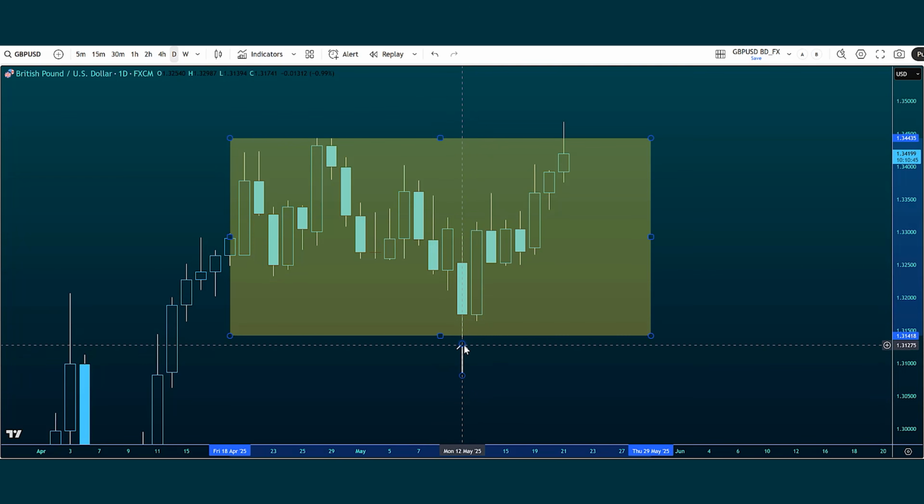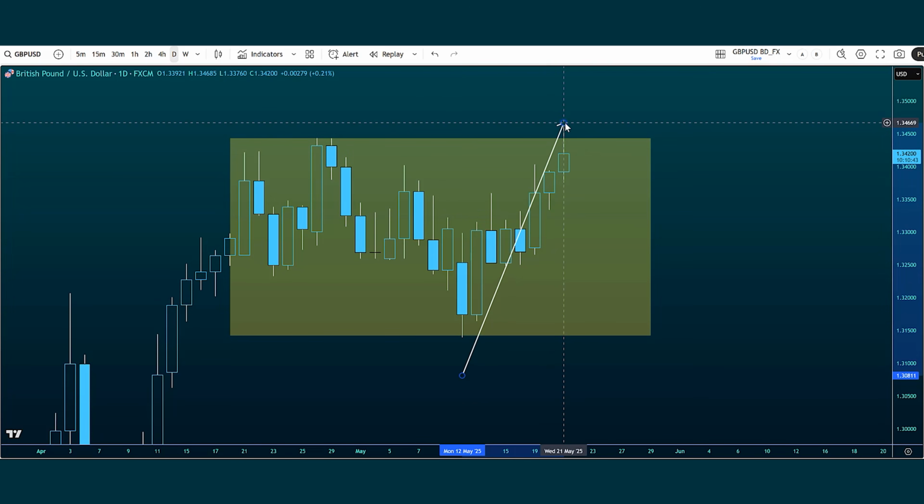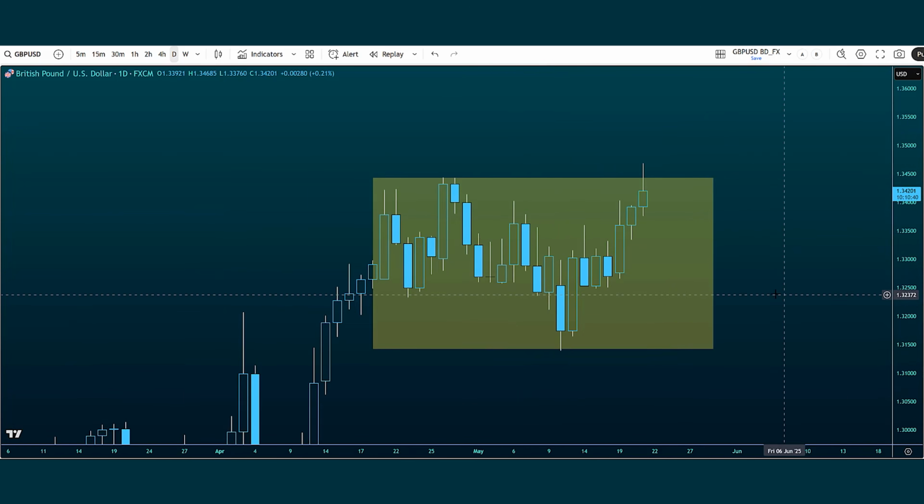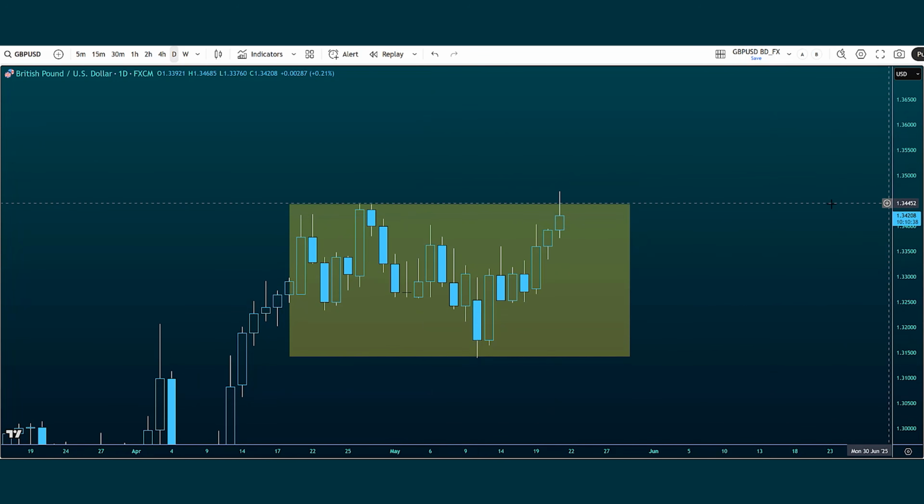And where has price gone from here? Back up to the upside. And now we're at the top of a range. Again, now this is an area on GU that we could be watching for price to potentially roll back over to the downside.